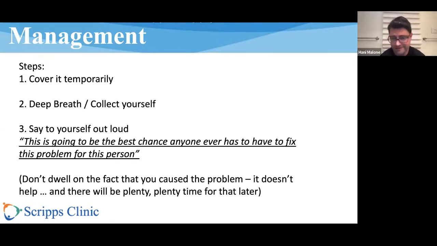Tell yourself, I oftentimes will say it out loud as the fellows will learn, this is going to be the best chance I have to fix this problem for this person. Don't dwell on the fact that you created the problem and, shoot, now they're going to be here for 2 days and nobody's going to like me anymore. Just forget about the guilt. There'll be plenty of time for that. Trust me. And just say to yourself, this is the opportunity to fix this problem and focus in on that. And I think that helps you think about it differently.